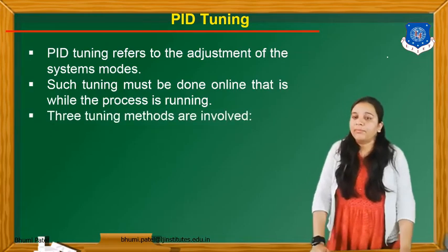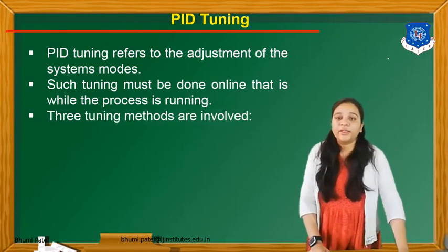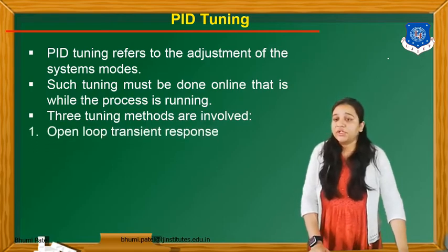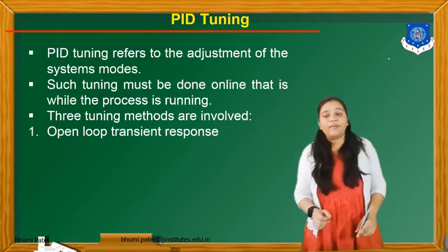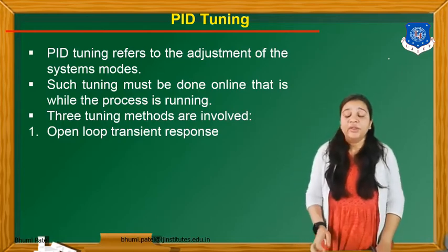Three tuning methods are involved in PID tuning. The first one is the open loop transient response. As you know, whenever we design any new system, we first deal only with the open loop system.